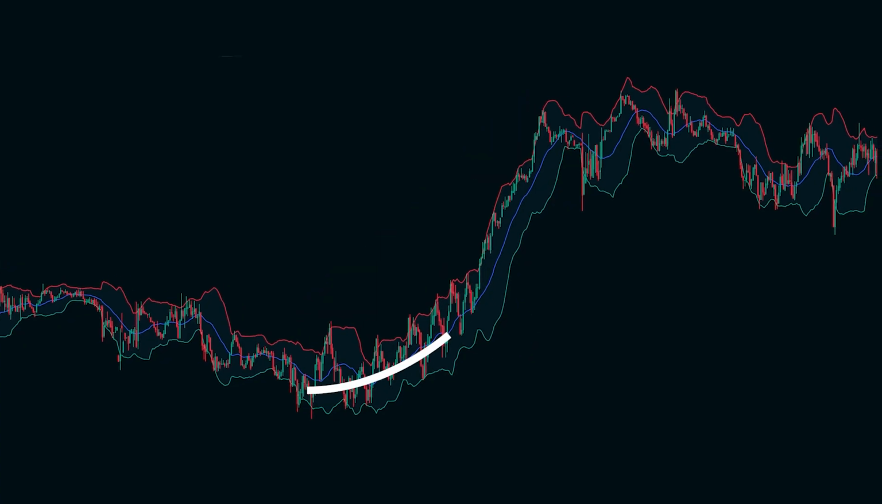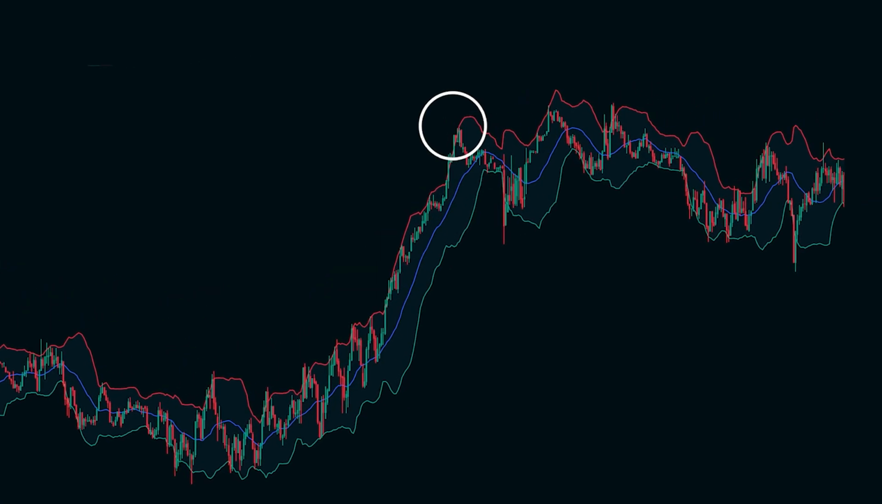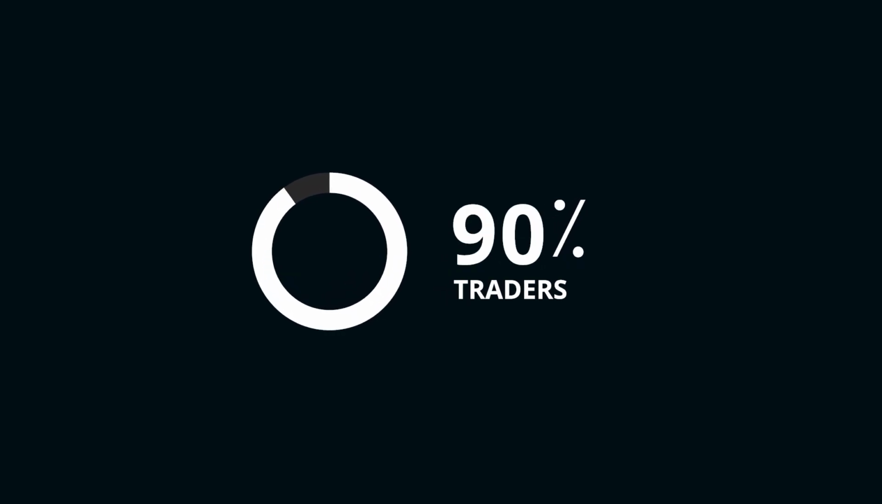When the market is trending upward, touching the upper band is a sign of strength. It is not a reason to sell. Always identify the market condition first before deciding how to use the bands. This is the fix that 90% of traders are missing.